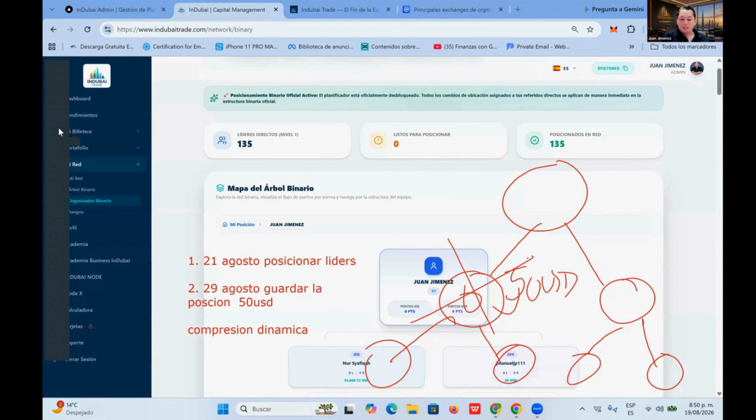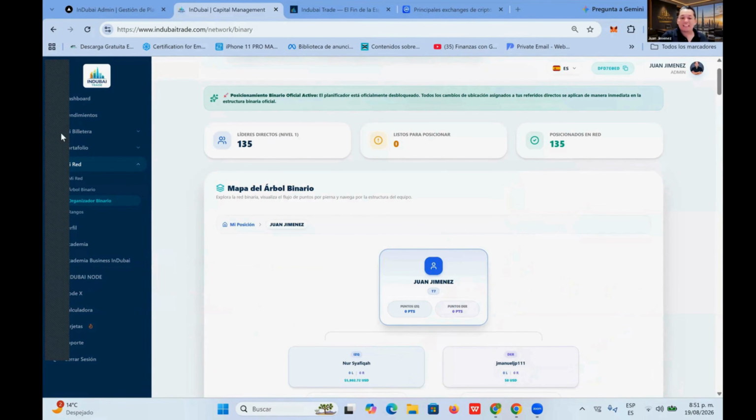Why? Because we don't want to leave gaps for people who are only going to save points. And starting August 29th, every position created will only last in the system for 72 hours unless you deposit $50 into it. In other words, we won't have ghost positions, which ultimately cause a lot of damage to the organization.